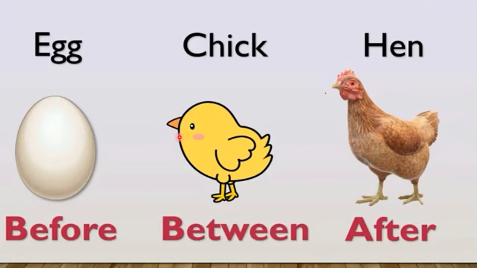Egg, chick and hen. In this, which is before? Egg. Egg is before the chick. And then hen. Hen is after the chick. And which is between? Chick is in between. Egg is before, chick is between, and then hen is after. Okay? Did you understand, children?